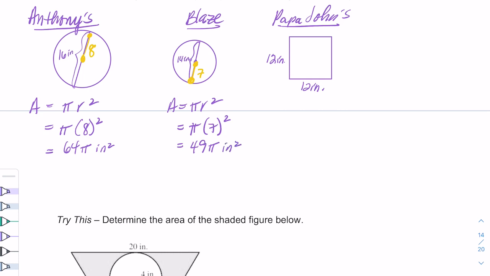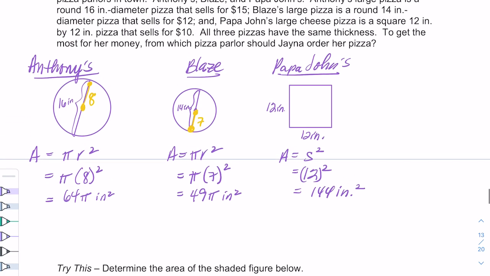And now I have a square. How do I find the area of a square? Remember, it's side squared. So for this one, I'm going to do 12 squared, which is 144. So the area of Papa John's Pizza is 144 inches squared. Now, that's the area of the pizza.